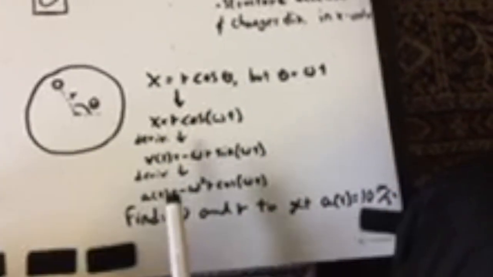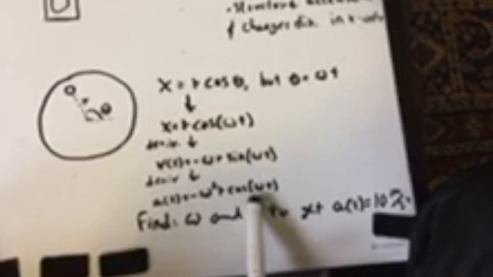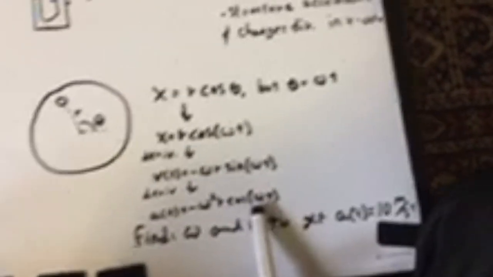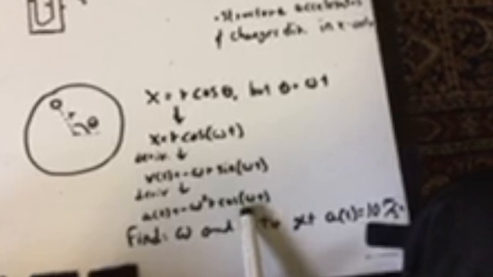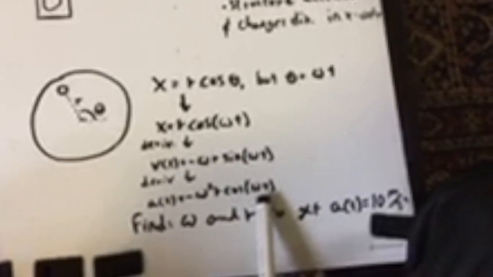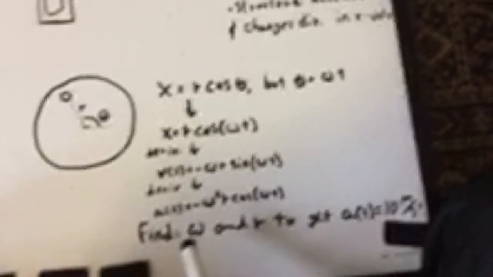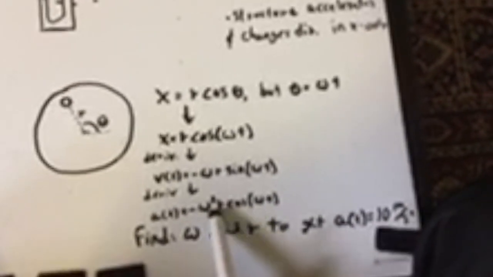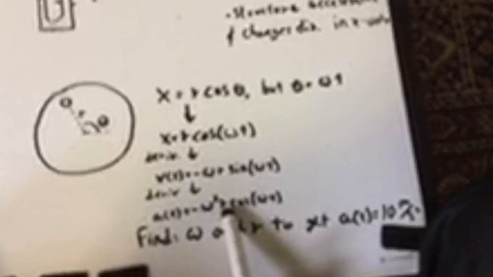Once we have found the acceleration equation, we understand that this value, cosine of wt, will just alternate between 0 and 1. Therefore, in order to get our maximum acceleration, which is what we're trying to solve for, we have to maximize the value attained from w squared times r.